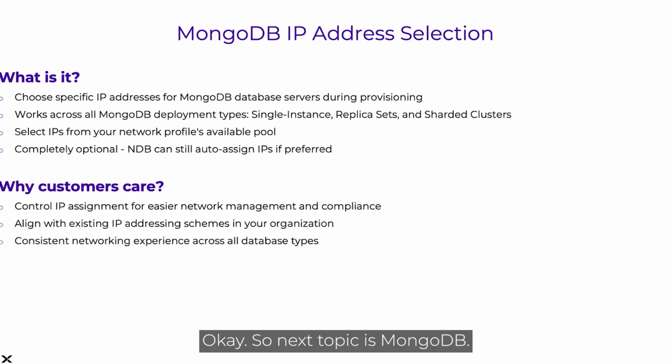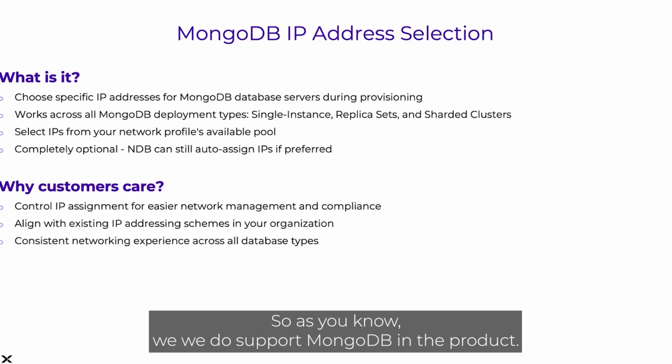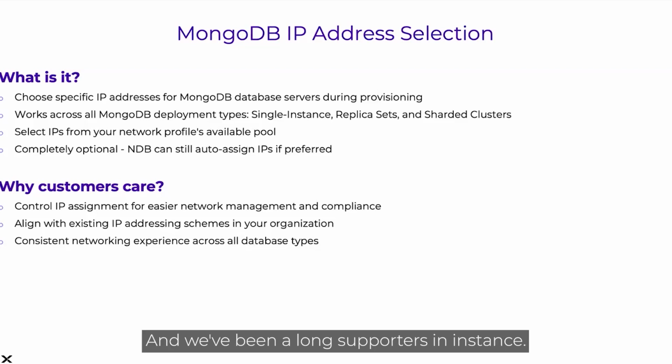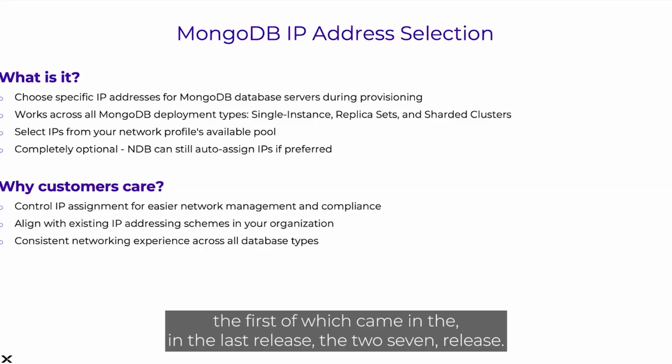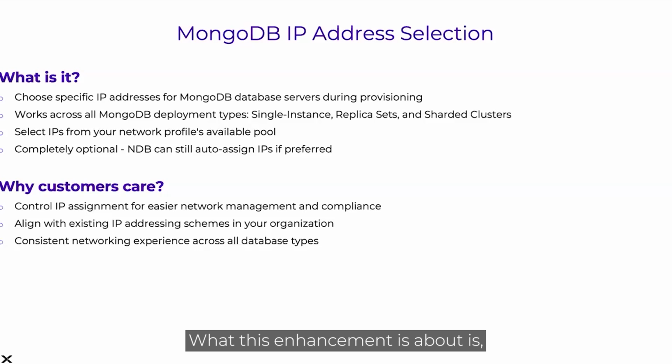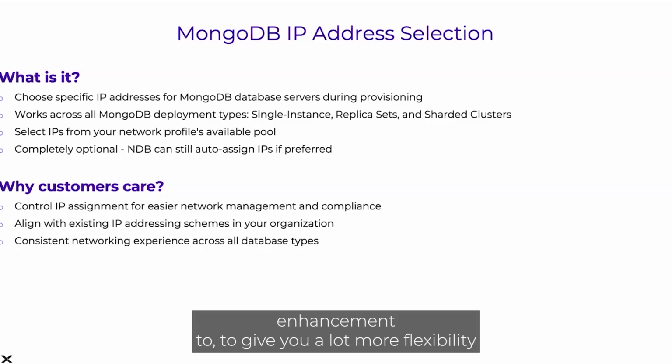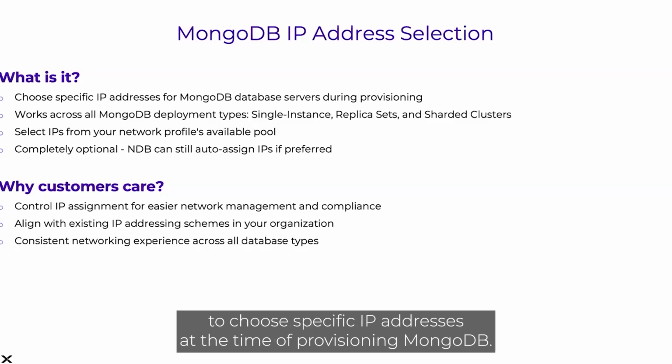Okay, so next topic is MongoDB. As you know, we do support MongoDB in the product, and we've long supported single instance and replica sets. We're on a journey to support MongoDB sharding, the first of which came in the last release, the 2.7 release. What this enhancement is about is giving you a lot more flexibility to choose specific IP addresses at the time of provisioning MongoDB.